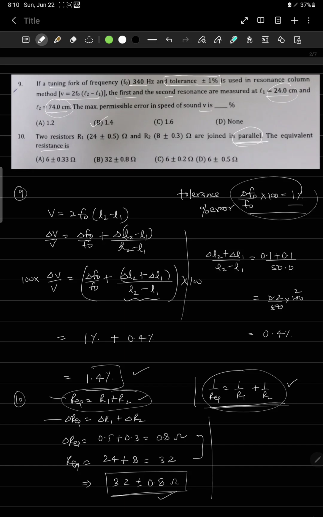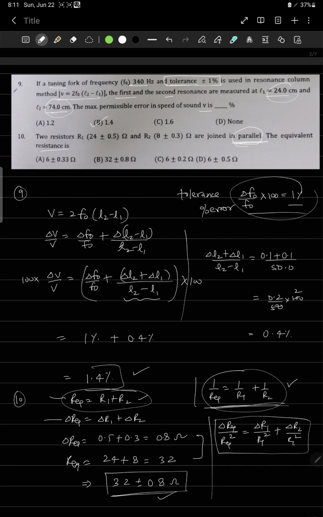So we can say that 1 by R equivalent is, I'll just help you to write the error. You can try it. So 1 by R equivalent, just think about the differentiation. The differentiation of 1 by R is minus 1 by R square. So it will be written as delta R equivalent by R equivalent square is equal to delta R1 by R1 square plus delta R2 by R2 square. This is what you can calculate here, just put the values and try to solve. Hopefully you will get the answer.